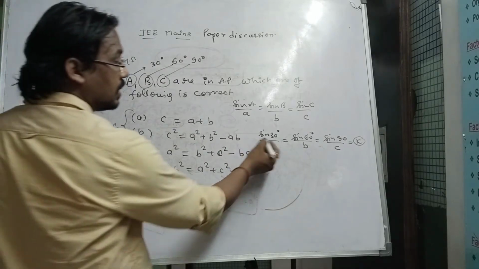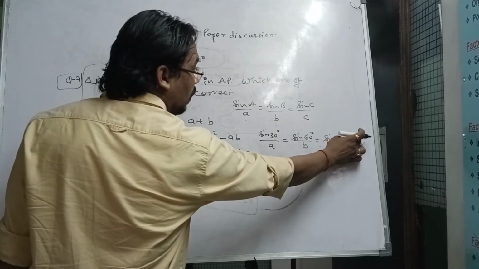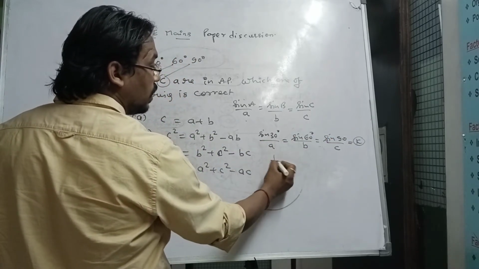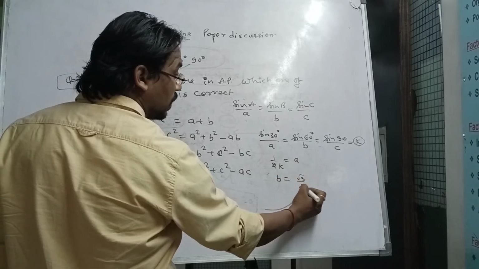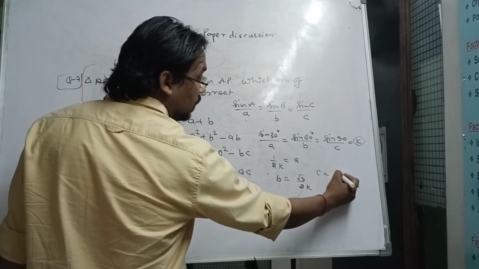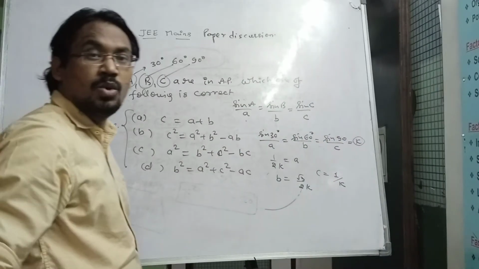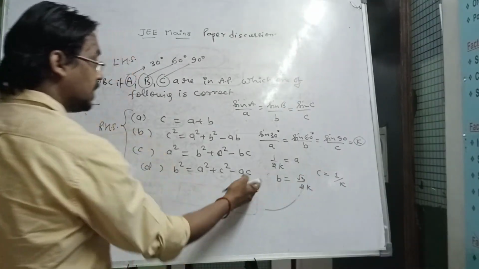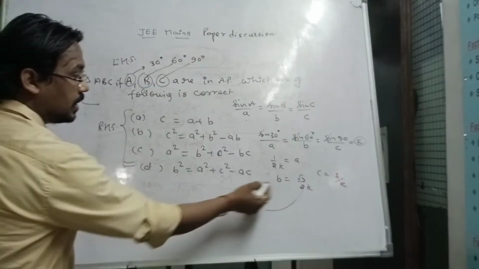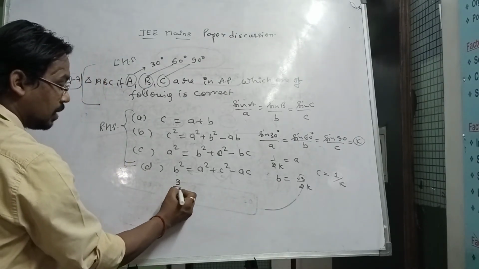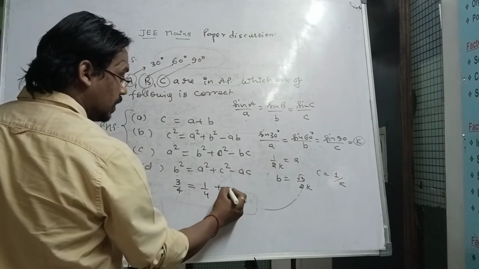Now a will go this side, and sin 30 is 1 upon 2, so a is 1 upon 2k. Then b is equal to root 3 upon 2k, and c is equal to 1 upon k. Now just ignore the value of k and put these values of a, b, c in the options. Let's start putting from the last option, that is b square. So this will be 3 upon 4, a square will be 1 upon 4, c square will be 1.